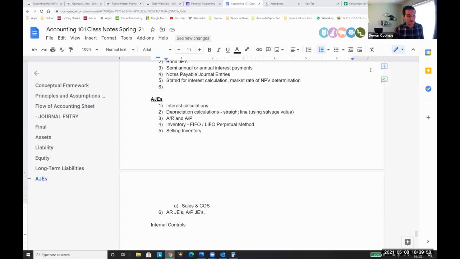Know the different definitions of all the accounts. Like what's a common stock, right? What's dividends? What is a revenue? What is an expense? What is a liability? I'm not going to go over them again. We've talked about it so much.